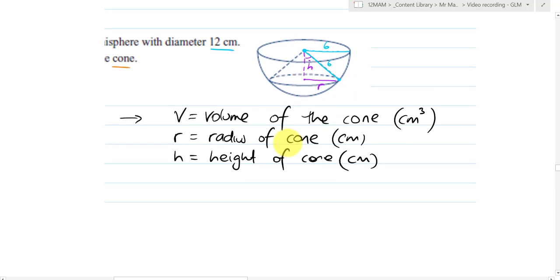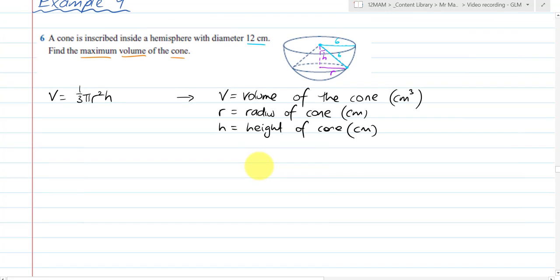And now all of a sudden we've got this lovely, everybody's favorite triangle with a bit of Pythag in it. So this is 6, this is height, this is radius. Because it's a cone, we have a right angle there, and we get h squared plus r squared equals 6 squared. And we can now eliminate h or r.